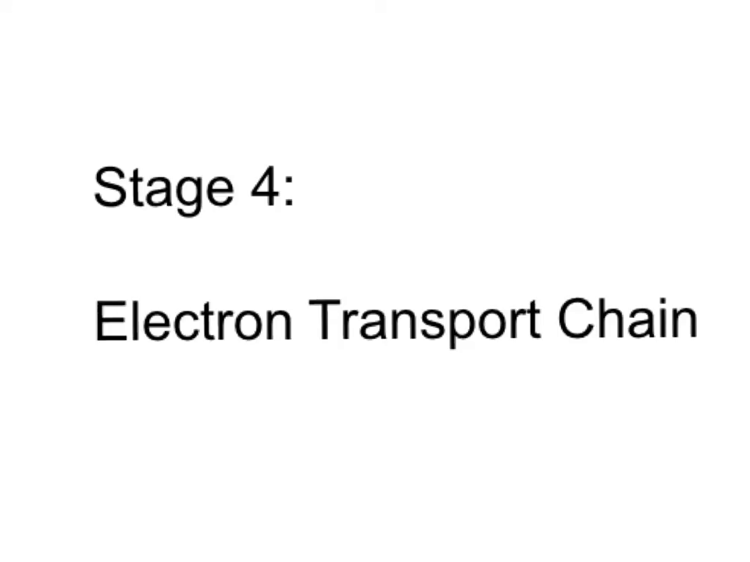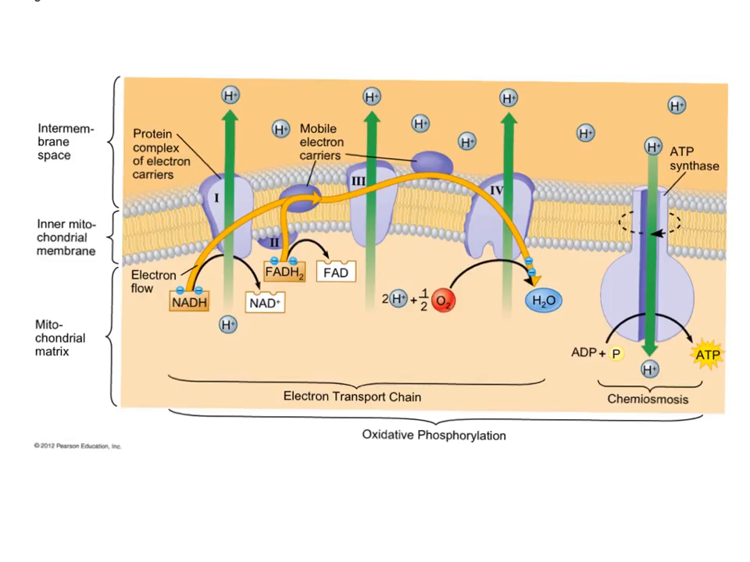NADH and FADH2 are created through the first 3 stages of cellular respiration. In stage 4, electron transport chain, is where they are converted into ATP. NADH attaches to complex 1, and the hydrogen is removed, leaving NAD+. The hydrogen then travels to complex 3, 4, and finally ATP synthase, where that hydrogen carries enough energy to produce ATP from ADP.